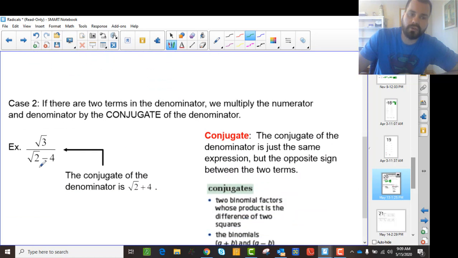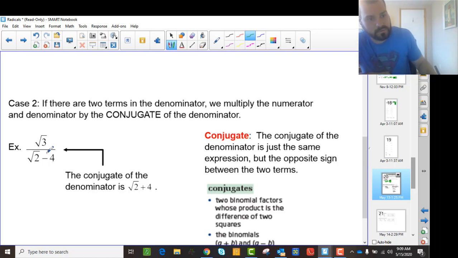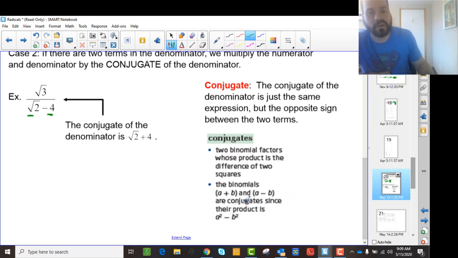Now, if you have two terms, going back to the previous slide where I said, what do we do with these two terms? Then what you do is you multiply by the conjugate. So what's the conjugate? Well, the conjugate is the same terms, okay, exactly the same terms, but the opposite sign in the middle. And what we're doing is we're setting up a difference of squares. Okay, so you probably know by now, we did talk about this, that a difference of squares factors as a squared minus b squared, which factors as a minus b times a plus b.